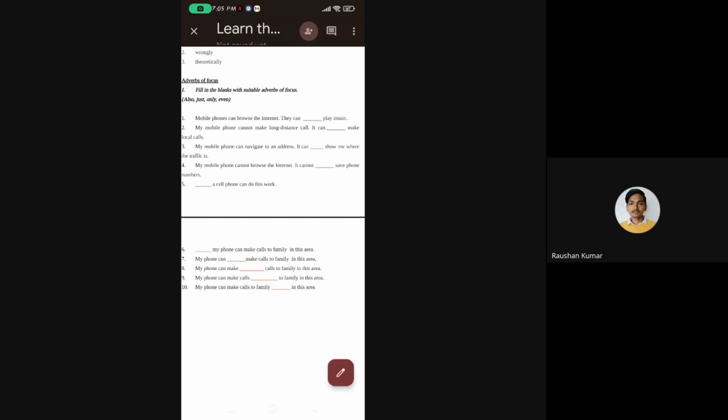So here you cannot have also. Here you have to only use even, because even is more of a limiting focus adverb than anything else. Also is definitely additive. It does not have a limiting function. So here, because the context is limiting, you'll have to use even. It cannot even save phone numbers.